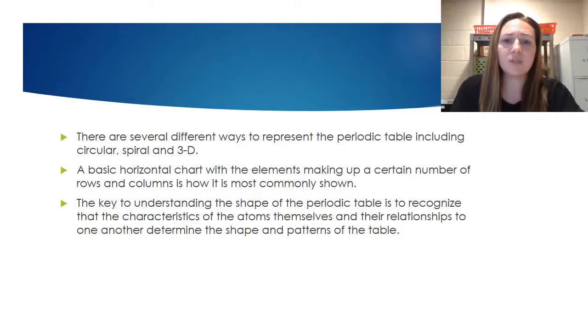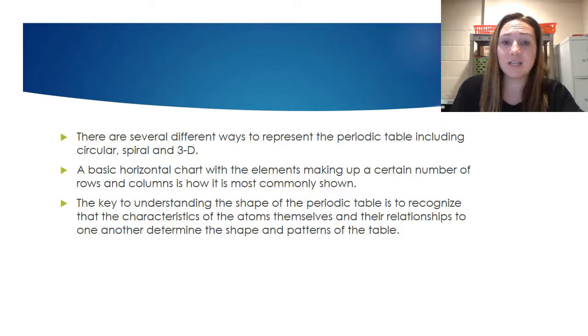There are several different ways to represent the periodic table, including circular, spiral, and 3D. However, we see it as a basic horizontal chart with the elements making up a certain number of rows and columns, and that's what you mostly see and is most common in all of our chemistry textbooks.